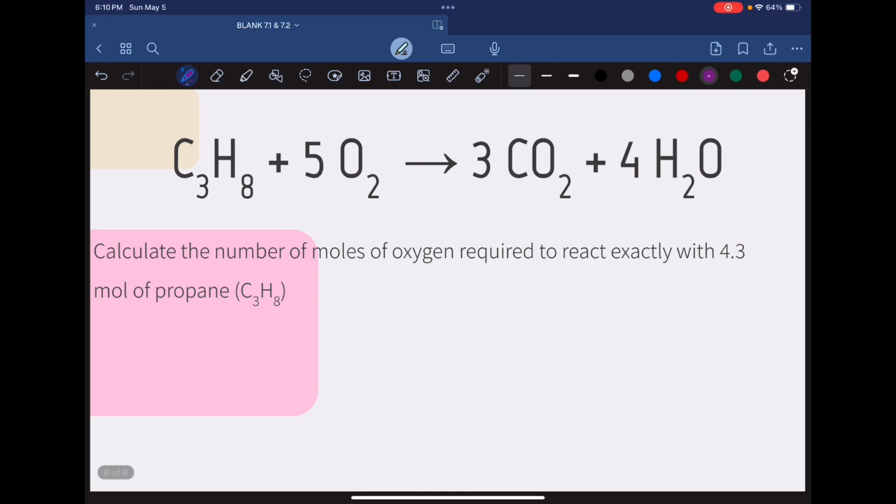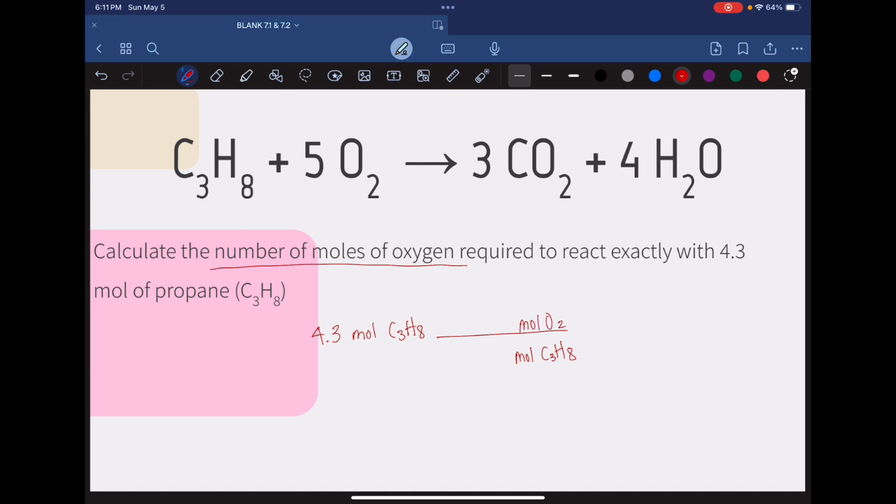So here we have propane reacting with air again, producing CO2 and H2O. Calculate the number of moles of oxygen required to react exactly with 4.3 moles of propane. You are going to start with your 4.3 moles of C3H8, because that's from the problem. Draw your line for dimensional analysis. You know that moles of propane will be at the bottom. To figure out what goes at the top, it's asking to calculate the number of moles of oxygen. So I know moles of oxygen will be at the top.